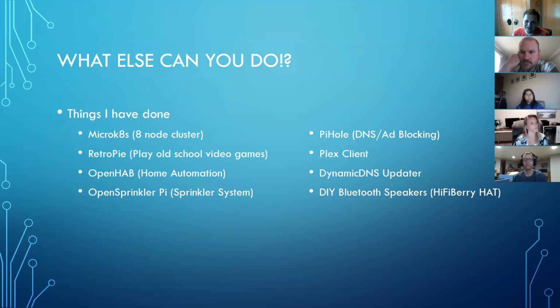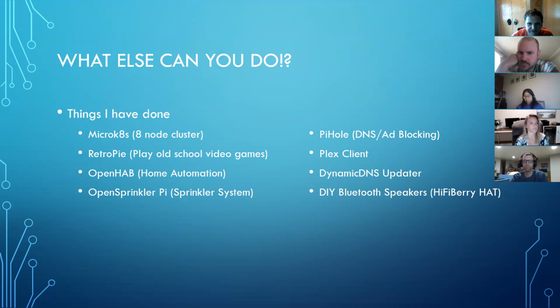And then I've also done a do-it-yourself Bluetooth speaker system using what's called a HiFiBerry HAT, which is this. It's just an add-on, and again, it uses those GPIO ports, so you can plug that right into the GPIO ports, and now all of a sudden you have, essentially, a sound card for the Raspberry Pi.